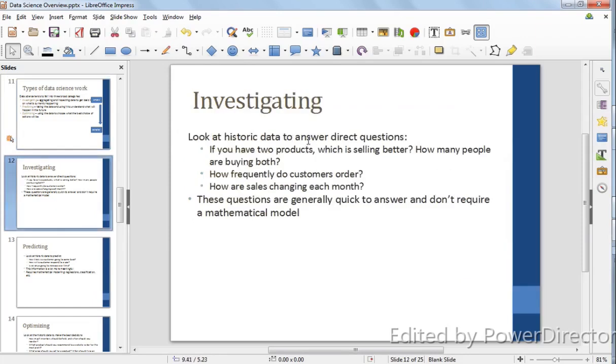First one is investigating. This is something like you have some data, and you try to get answers to some direct questions. For example, if you have two products, which is selling better? This is one kind of question you can investigate in the data. How many people are buying both? You can just do an analysis and get the answer. The second question is, how frequently do customers order? And how are the sales changing each month? These are all questions you can answer with analysis of the data. You do not require any mathematics or a lot of code to do this kind of stuff.